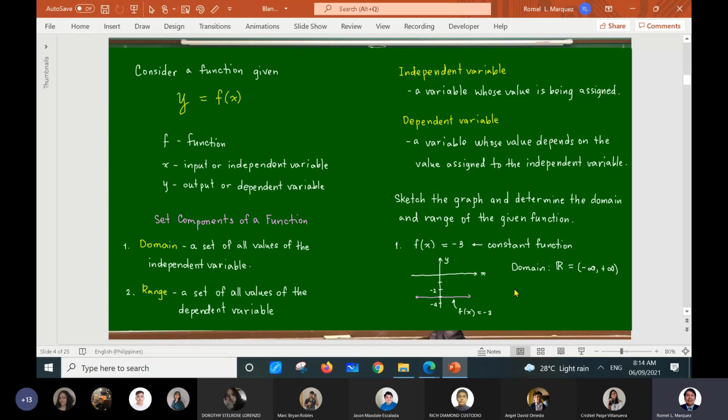What about the range? Anyone? Only -3, sir. So there is only one element in the range, -3. That's how you write it because it is a set. So we write it this way, no? So that's the range, the value of y. Or you can say set of all y's such that y is equal to -3.